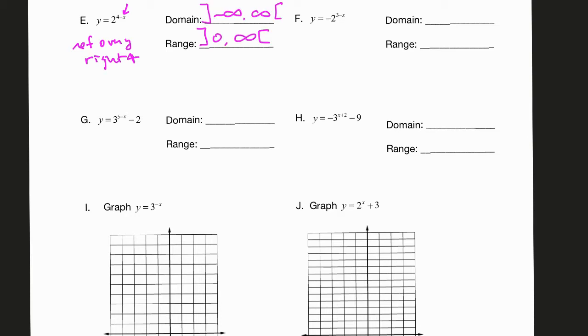For F, it's been reflected, actually a lot of stuff, reflect over both, right? Because there's a negative in front of the X and there's a negative in front of the 2 as well. And it's been moved right 3. All right, so let me fill these in just like that.